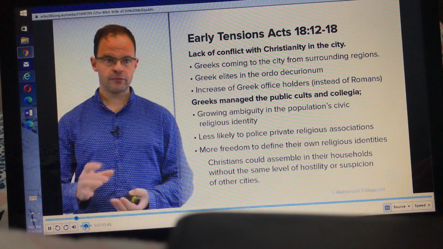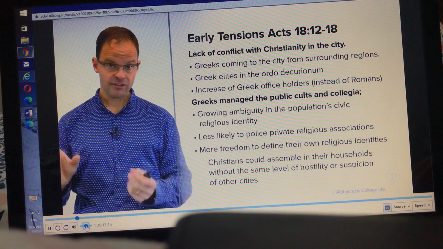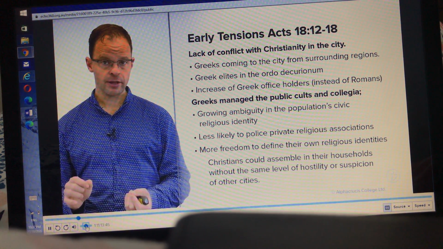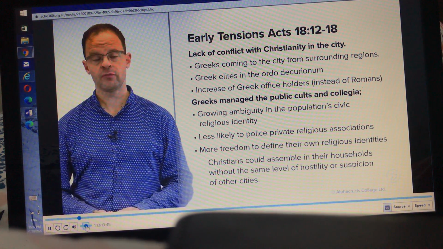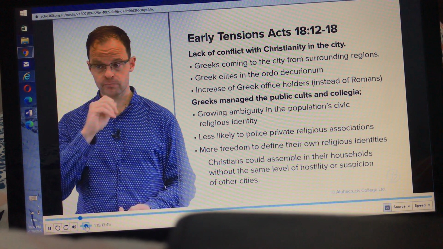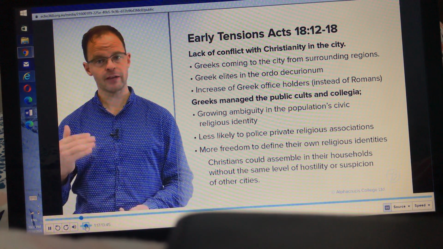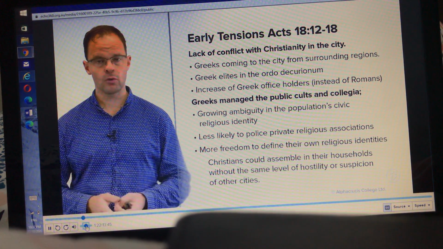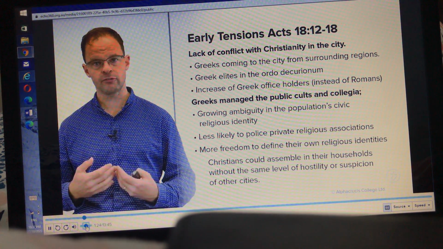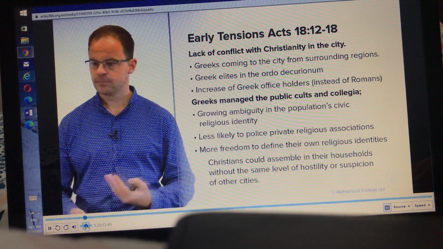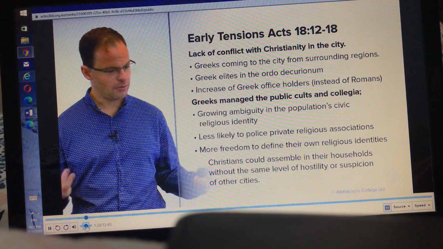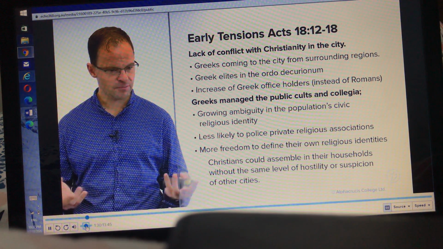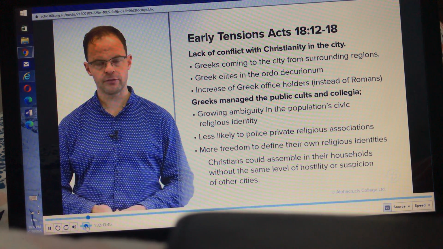In Thessalonica and in Philippi as well, which are both major cities in Macedonia, they were facing some significant persecution. But in Corinth, there's no persecution, and a lot of this actually stems back to the religious tone of the particular city.